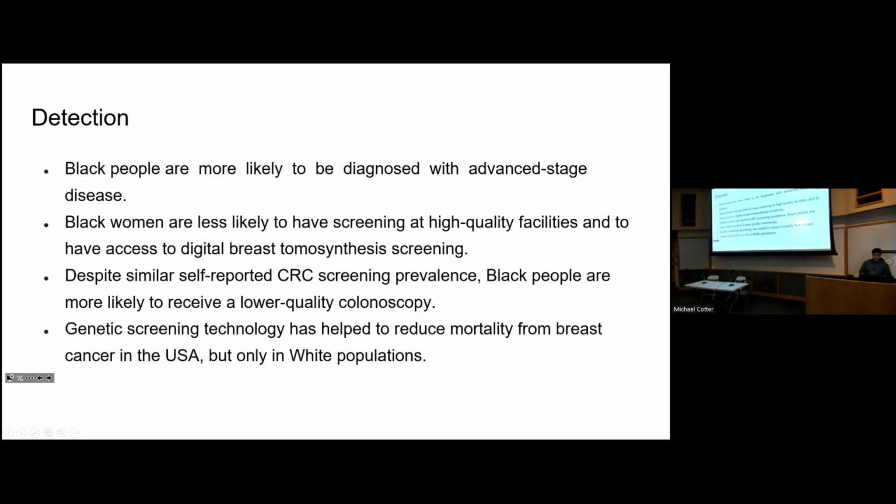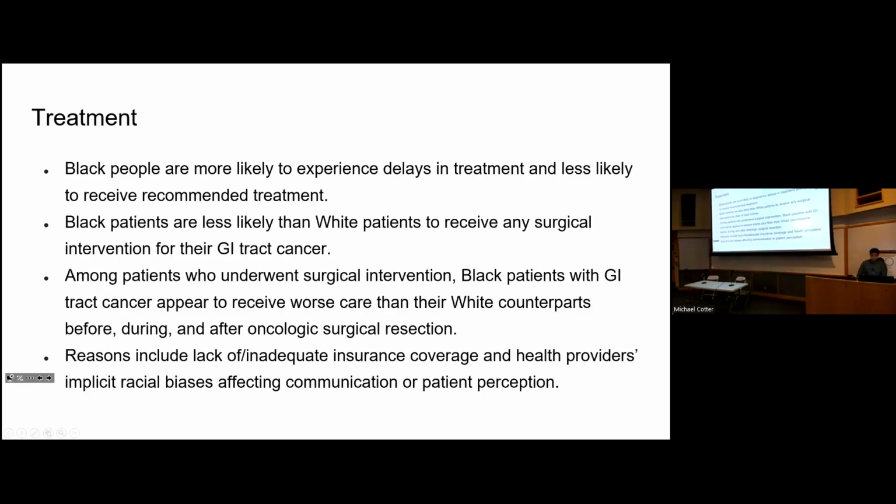In terms of detection, Black people are more likely to be diagnosed with advanced stage disease. Black women are less likely to have screening at high-quality facilities. And despite similar self-reported colorectal cancer screening prevalence, Black people are still more likely to receive a lower quality colonoscopy. For cancer treatment, Black people are more likely to experience delays in their treatment and less likely to receive their recommended treatment.